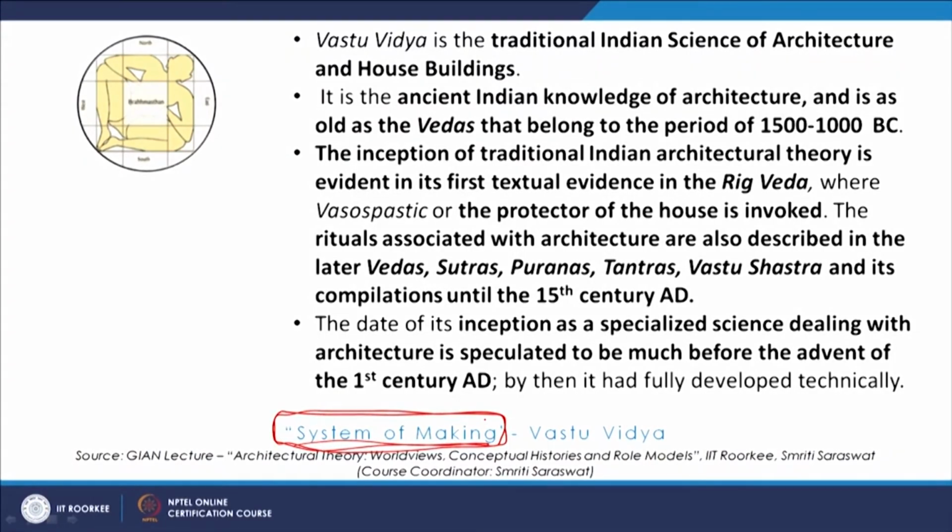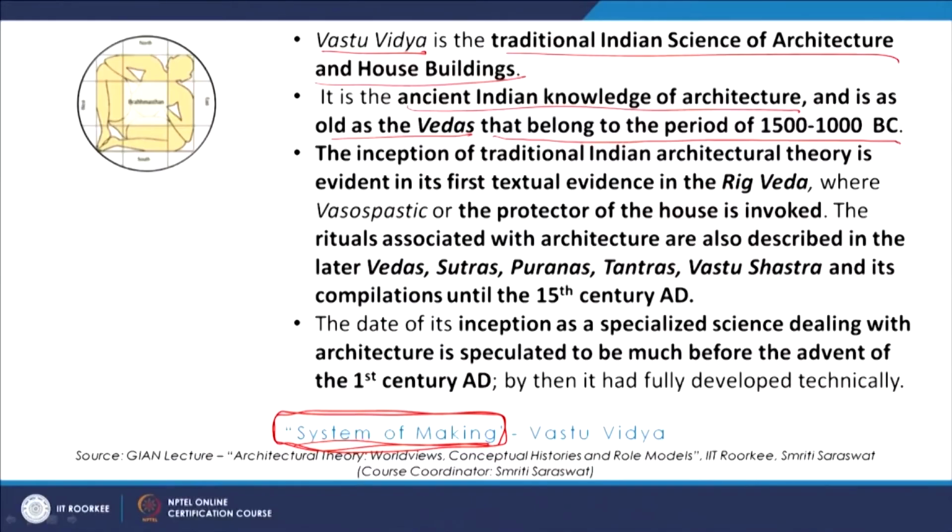So just briefly describing it, Vastu Vidya is the traditional Indian science of architecture and house building. It is the ancient Indian knowledge of architecture. It is as old as the Vedas. So we find the reference of Vastu Vidya even in the Vedas, starting from the Rig Veda, that belongs to the period of 1500 to 1000 BC.